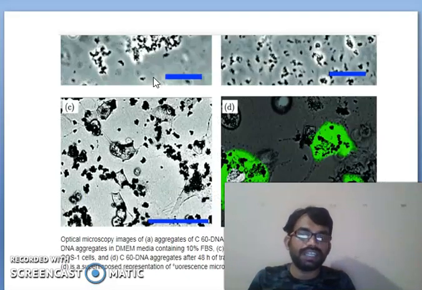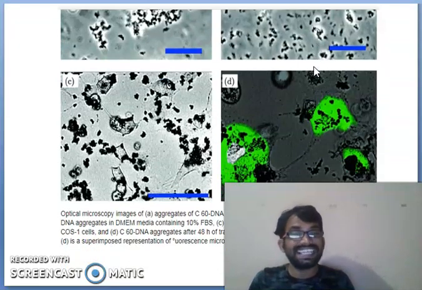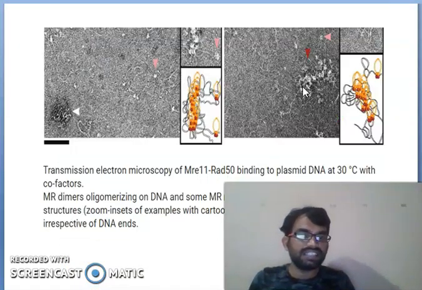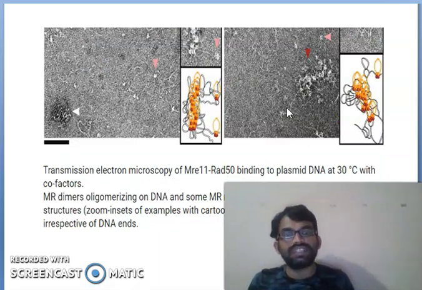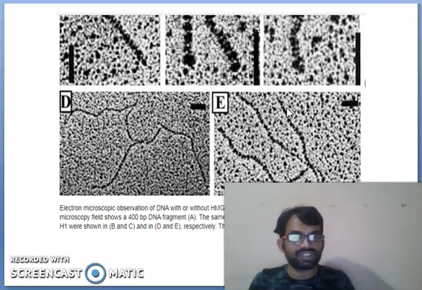Here are the normal DNA and aggregated DNA, dispersed DNA, fibril DNAs and crystal DNAs. You can see these various transmission electron microscopy images of plasmid DNA. And these are some more electron microscopy images of the DNA structure.